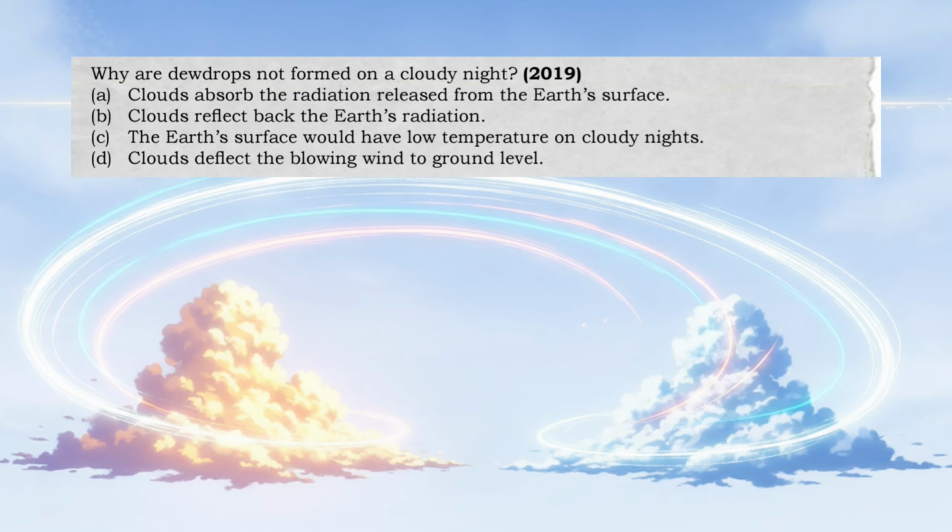Question 5, UPSC Prelims 2019. Why are dewdrops not formed on a cloudy night? Option A. Clouds absorb the radiation released from the Earth's surface. Option B. Clouds reflect back the Earth's radiation. Option C. The Earth's surface would have low temperature on cloudy nights. Option D. Clouds deflect the blowing wind to ground level. Pause 5 seconds.